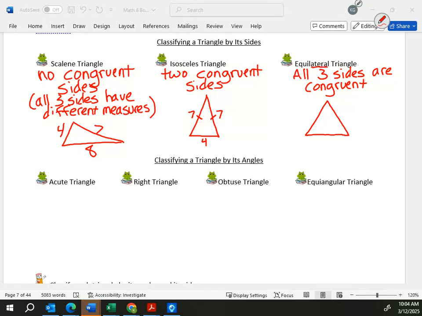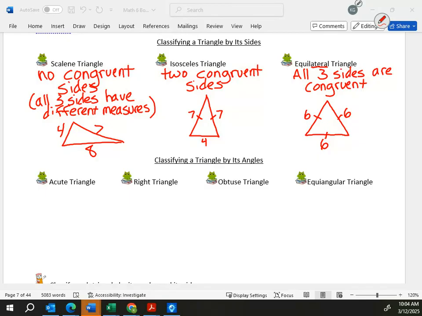Lateral means side. Okay? That equilateral triangle is going to be measured by its sides. So we're going to show all three sides are congruent. They all have that same hash mark. You could put numbers on it. If I put a 6 there, I have to have a 6 there, and I have to have a 6 there. So you could label it with either just the hash marks or with the numbers. They all have to be the same.